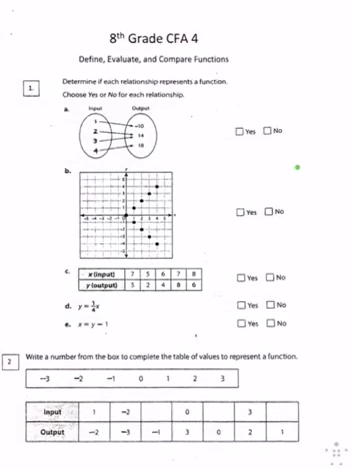Number 1, determine if each relationship represents a function. Choose yes or no for each relationship. 1A, the answer is yes, because each input value, the x value, is only used one time. 1 goes with -10, 2 goes with 14, 3 goes with 14, 4 goes with 18. The 1, 2, 3, and 4 are only used one time.